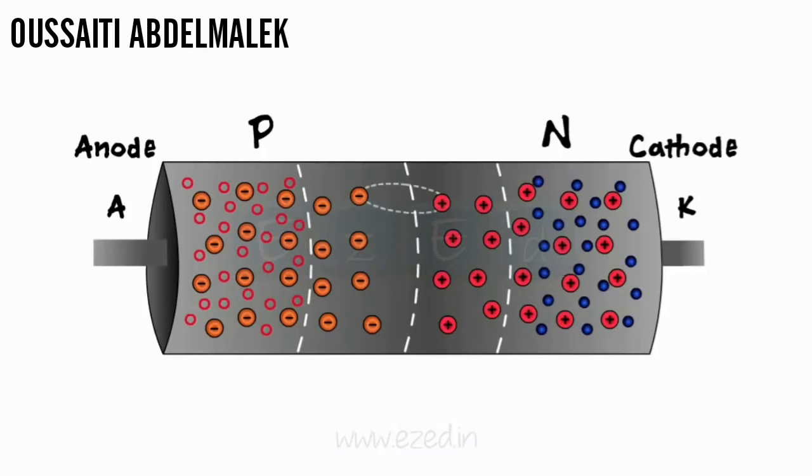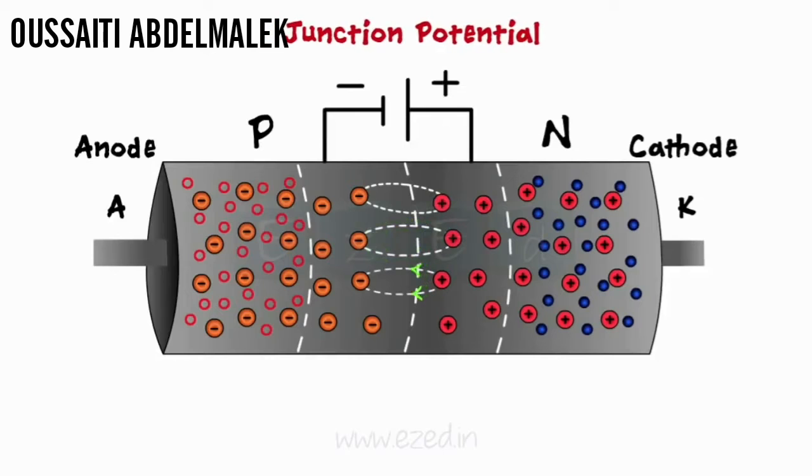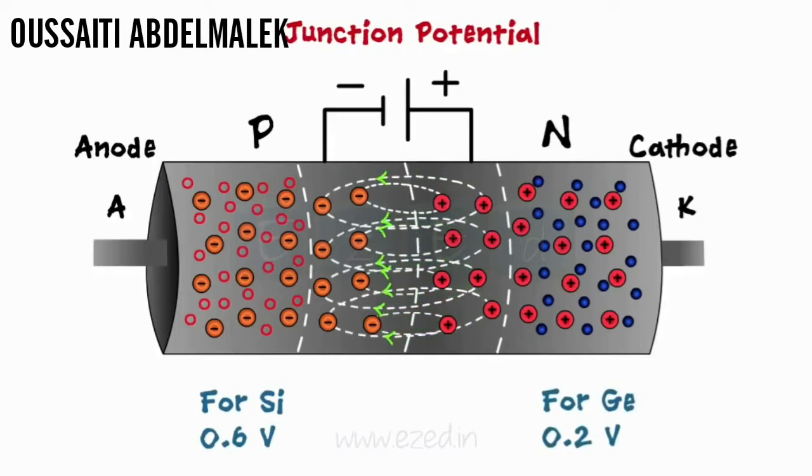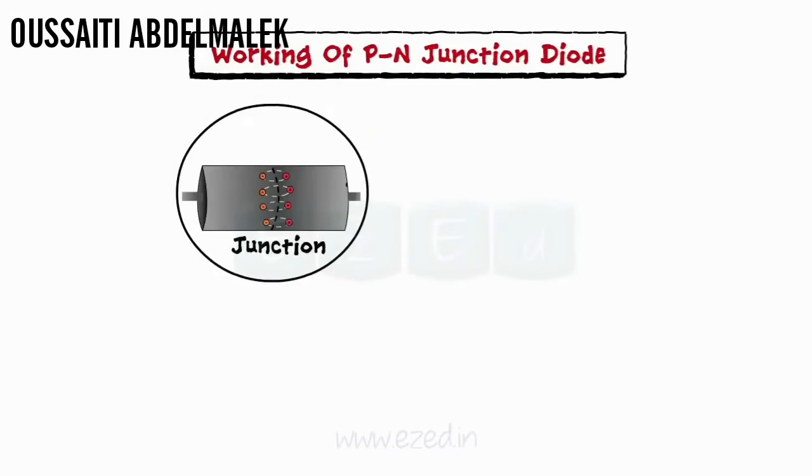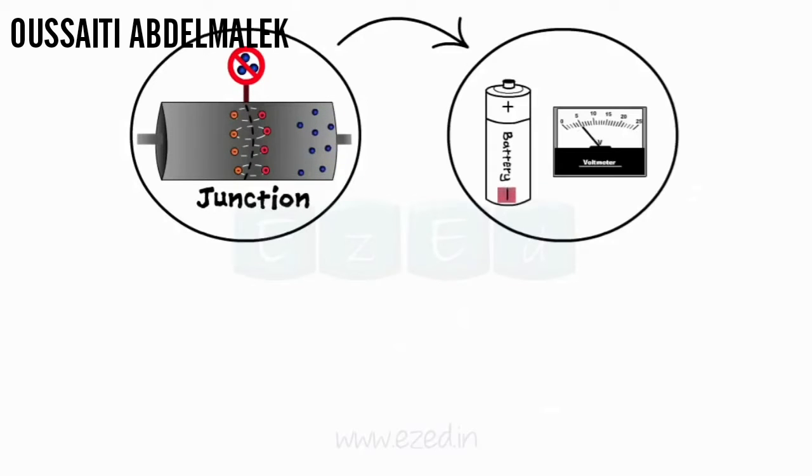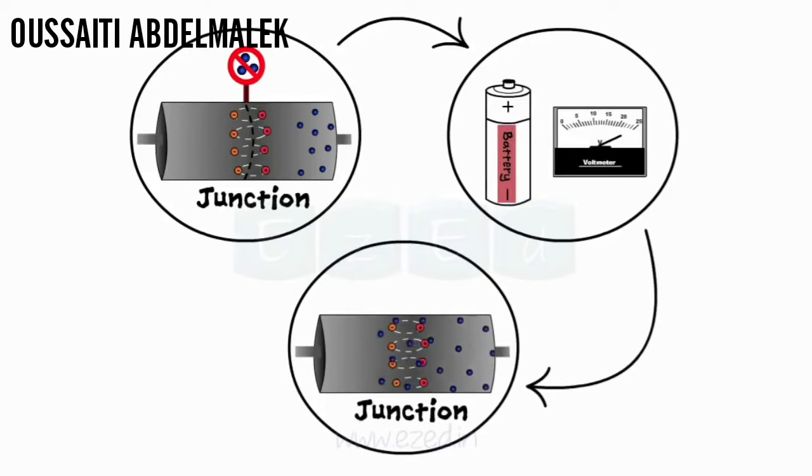These charged ions develop an electric field in the depletion region known as junction potential. Junction potential is 0.6 volts for silicon and 0.2 volts for germanium. Junction potential restricts electrons from crossing the junction further. When an external voltage greater than the junction potential is applied to these electrons, they overcome the opposition of the junction potential.